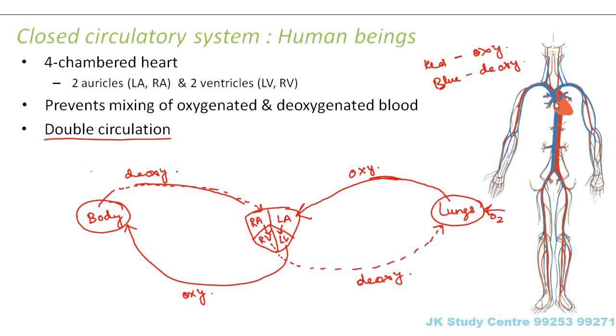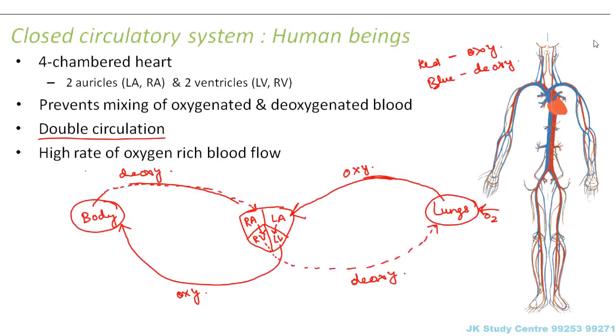They come to the heart, and from the heart they are again pumped back to the lungs. You can see they are pumped back to the lungs. From the lungs they will be thrown out through the nostrils. So this is how oxygenated and deoxygenated blood is circulated throughout the body of an organism. So the high rate of oxygen-rich blood flow enables the mammals and birds to maintain high activity levels.